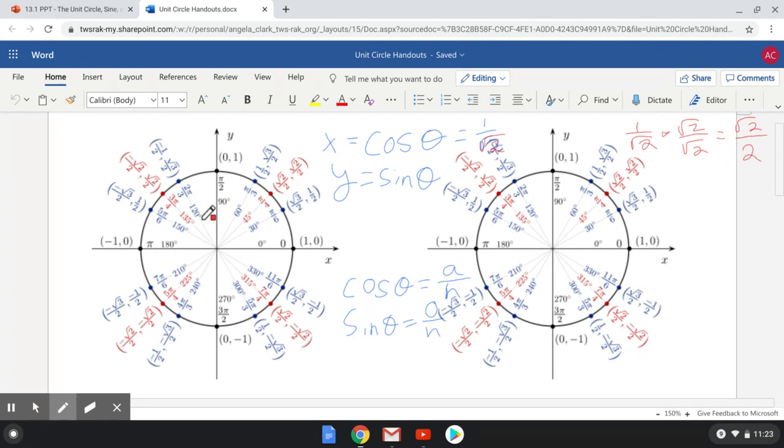So I want to talk about radians here for a second. Radians are just another way of measuring an angle. Basically, pi radians is the same thing as 180 degrees. That's sort of the definition that we use. Pi radians is the same as 180 degrees. So if I'm trying to switch between radians and degrees, I'm going to use that fact.